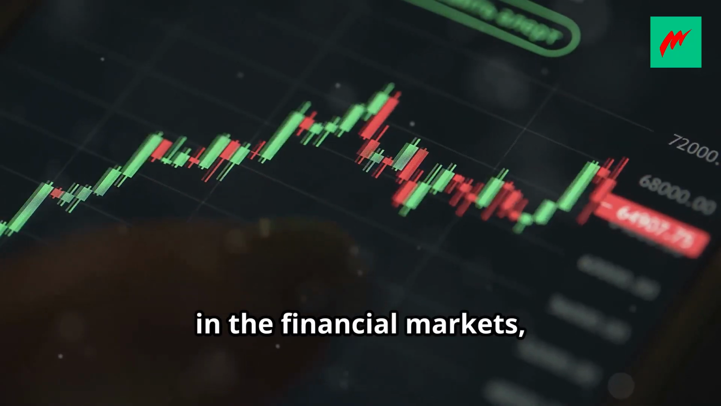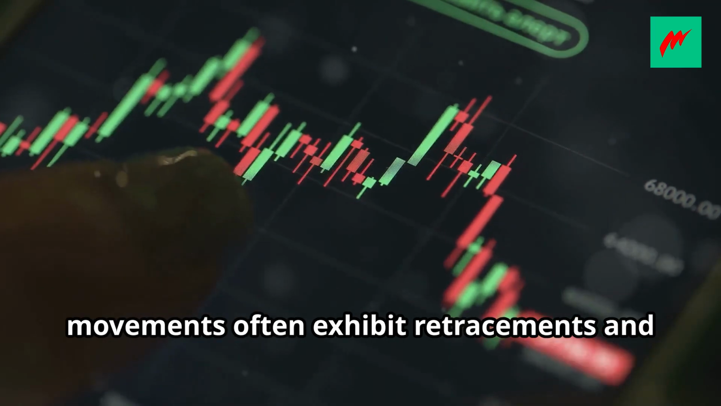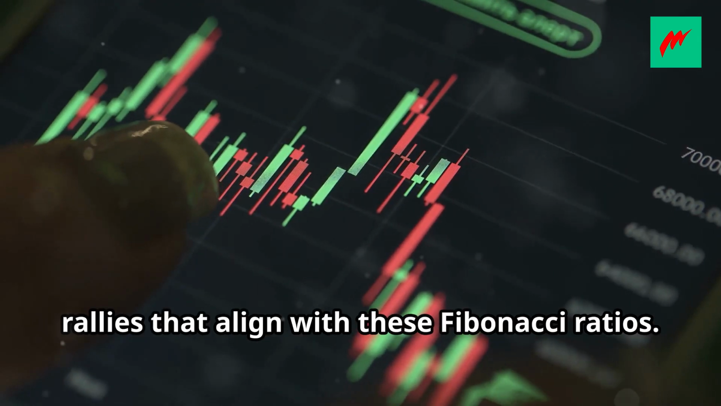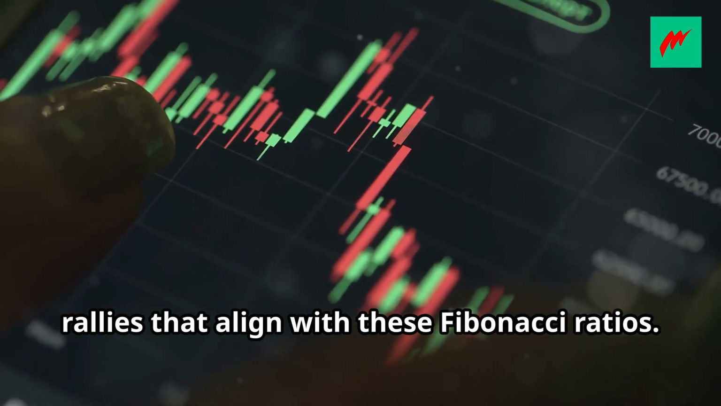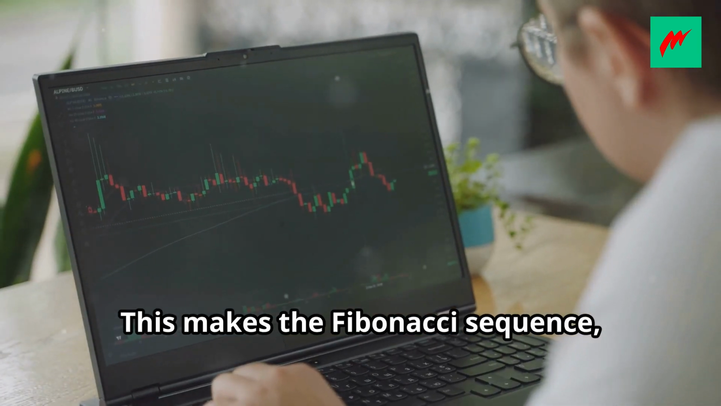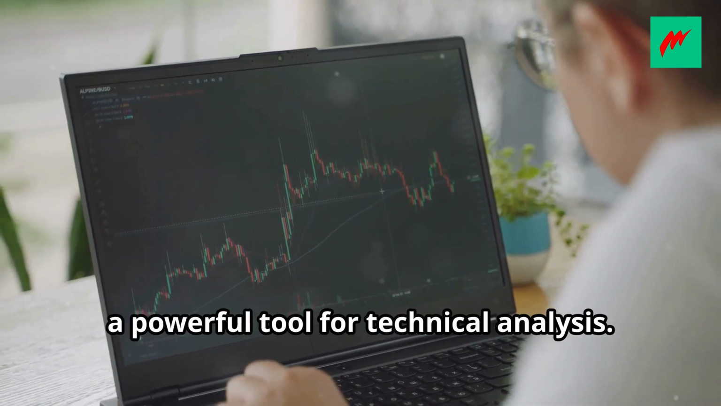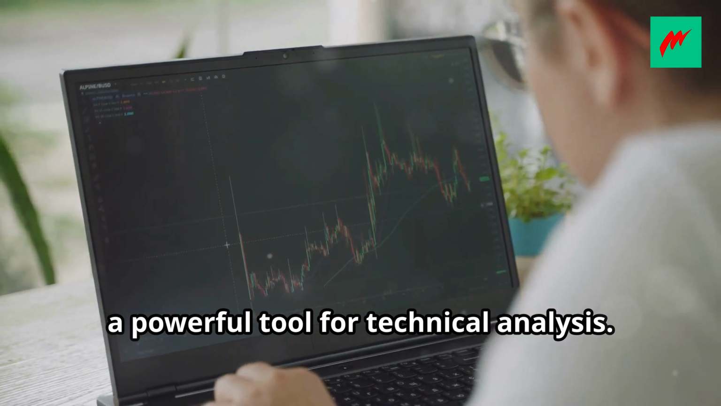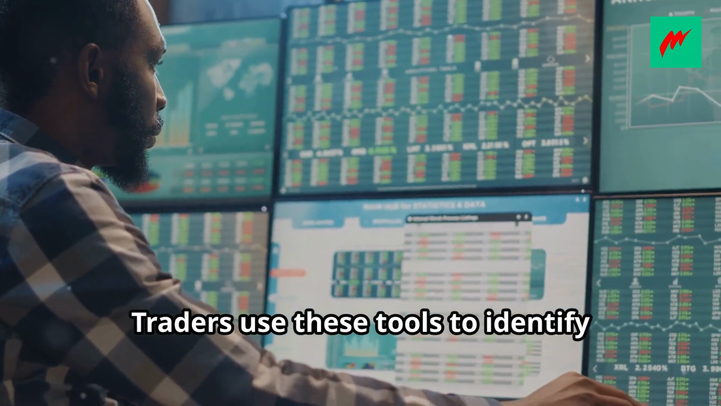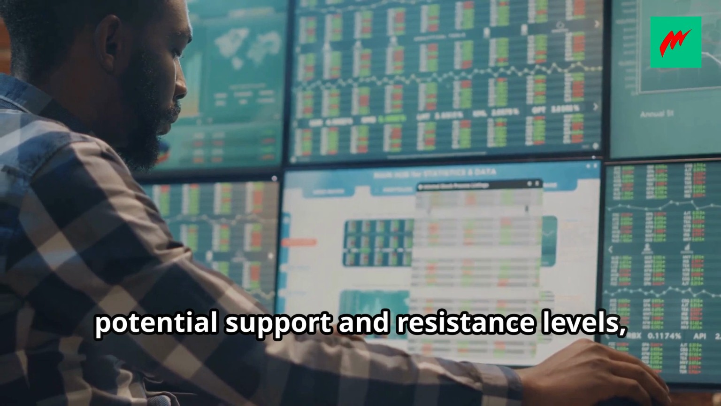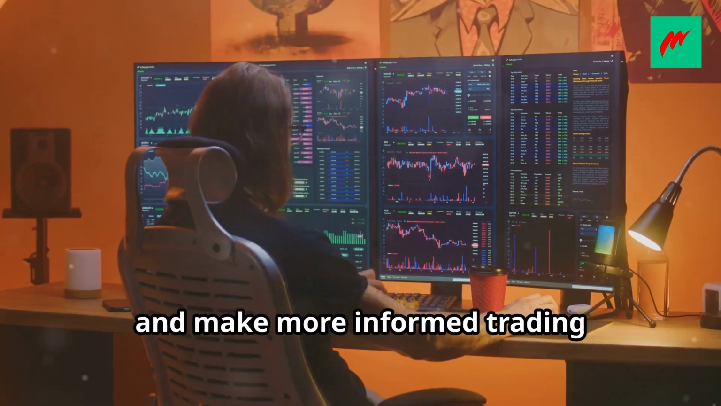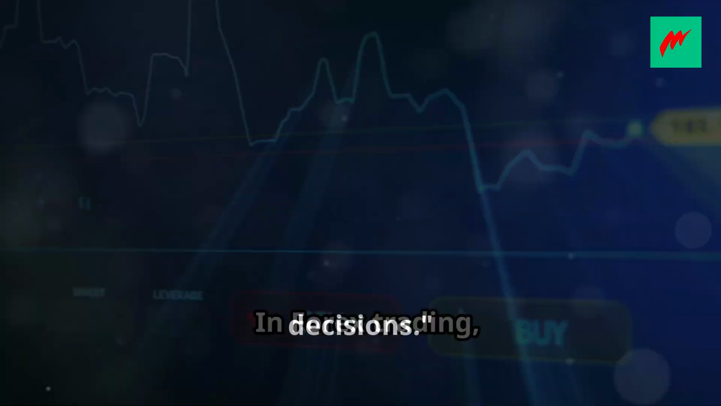Well, in the financial markets, traders have observed that price movements often exhibit retracements and rallies that align with these Fibonacci ratios. This makes the Fibonacci sequence, especially in the form of the Fibonacci Retracement Tool, a powerful tool for technical analysis. Traders use these tools to identify potential support and resistance levels, predict price reversals, and make more informed trading decisions.